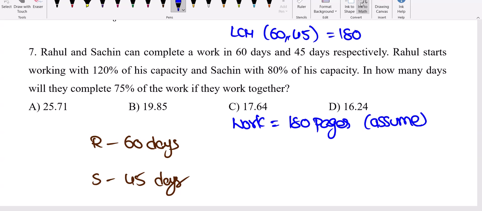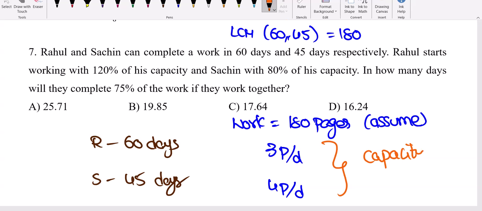In 60 days, I have to type 180 pages. Or I am given 180 coding programs to do in 60 days. So if you want to plan properly, you are doing 3 programs per day. Sachin is doing 4 programs per day, because he needs to complete 180 programs in 45 days, which means 4 programs per day. This is what they are calling capacity. In general also this is called capacity or efficiency.